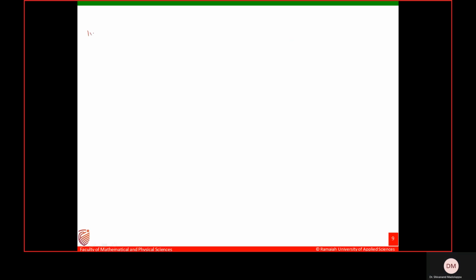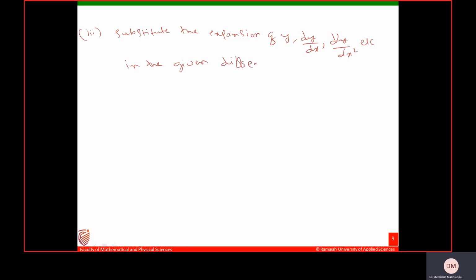Okay. So now the next step, the third step: substitute the expansions of y, dy by dx, d2y upon dx square, etc., in the given differential equation, that is equation number 1.